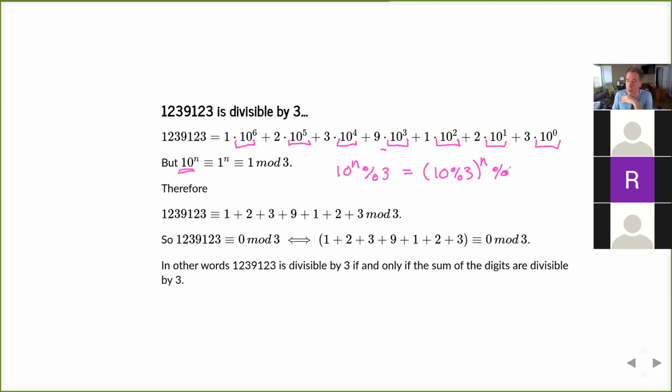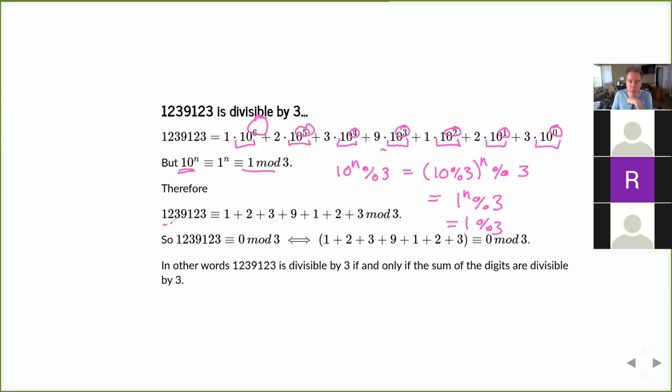And so what is this? The remainder when 3 goes into 10 is 1. So this is 1 to the n mod 3, and 1 times 1 is just itself. So this is 1 mod 3. So 10 to the n, for all of these n's, just becomes 1. All of these become 1 mod 3.